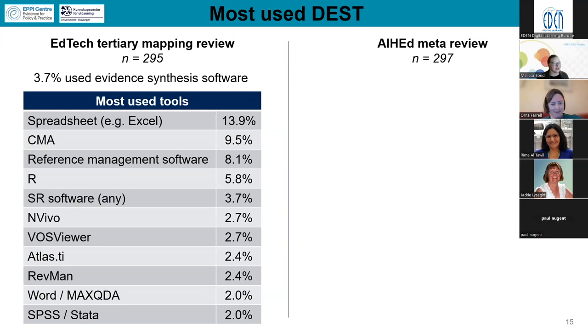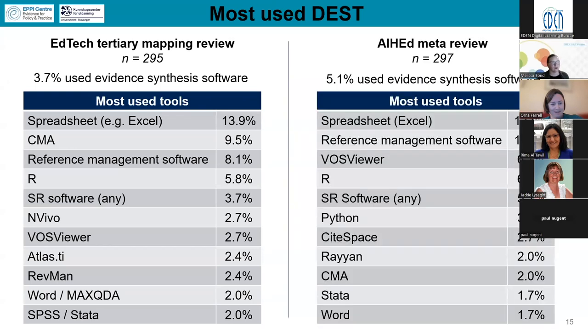3.7% of researchers in that EdTech sample actually used some form of purpose-built systematic review software, but there was an interesting use of some other forms, for example, VOSviewer and Atlas.ti, and a little bit of use of NVivo as well. But mostly they were some of your more, I guess, standard digital tools like spreadsheets, reference management software, and so on. And it was the same with the artificial intelligence in higher education review. Although we did find some more creative uses of tools in the AI sample.